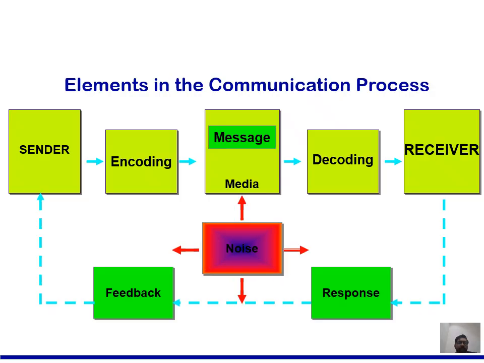Now, when we talk about the elements in the communication process, the important elements are sender and receiver. Then we have elements like encoding and decoding. After this, we have a message which is transferred with the help of media. Along with this, there are some other elements also like response, feedback, and noise. Now, the sender is the person who is transmitting or relaying the message to a receiver. This is done with the help of encoding.